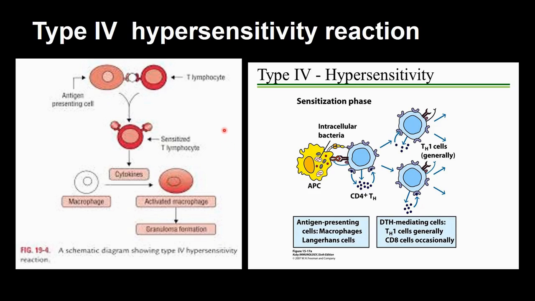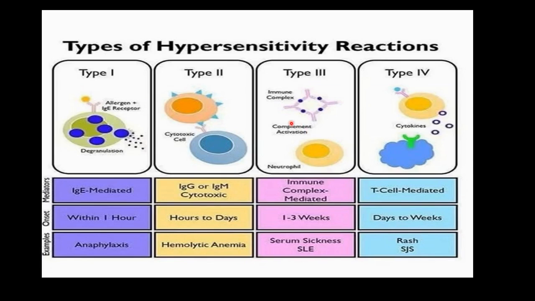So if you see the diagram, this is the antigen presenting cell presenting to T lymphocytes, and then the T lymphocyte is sensitized. Sensitized T lymphocytes release the cytokines, and this leads to damage to the cells. In brief, these are the 4 types of hypersensitivity reactions you can see.